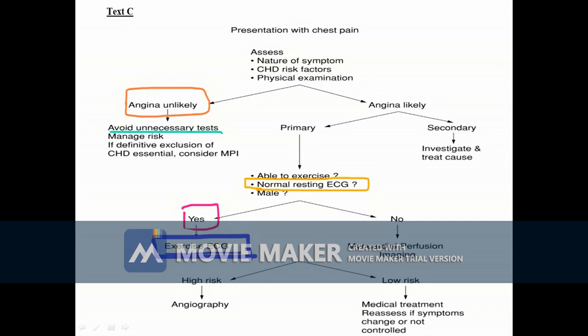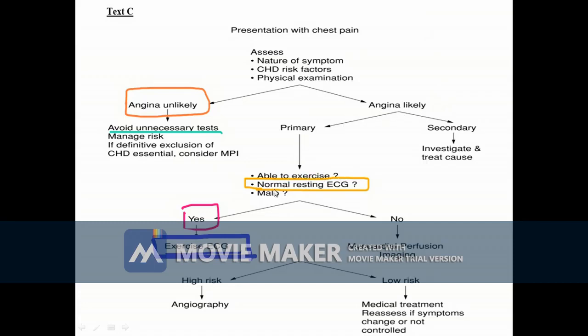Yes, this was asked, I think in the last 5 questions: if angina is unlikely, we should avoid unnecessary tests. Then manage the risk. If definitive exclusion of CHD is essential, consider the MPI. Okay, if angina is likely, what is primary?